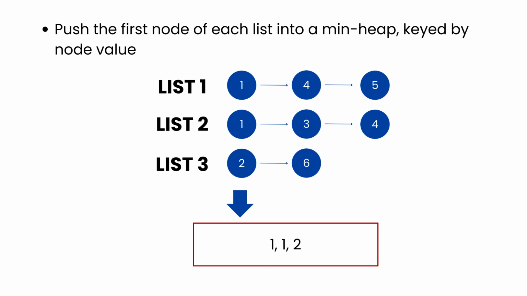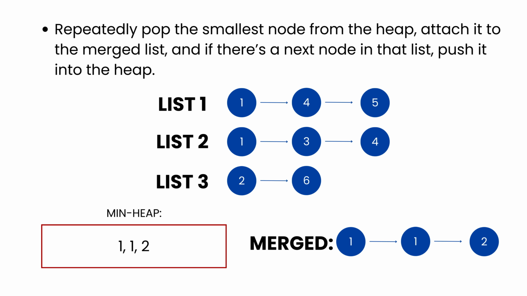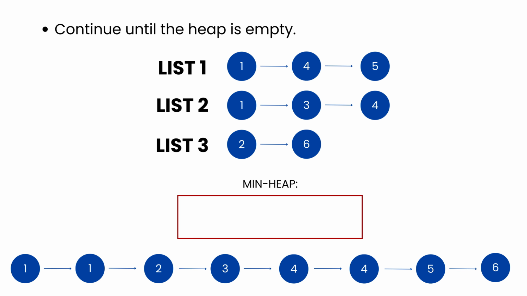Push the first node of each list into a min heap, keyed by node value. Repeatedly pop the smallest node from the heap, attach it to the merged list, and if there's a next node in that list, push it into the heap. Continue until the heap is empty.